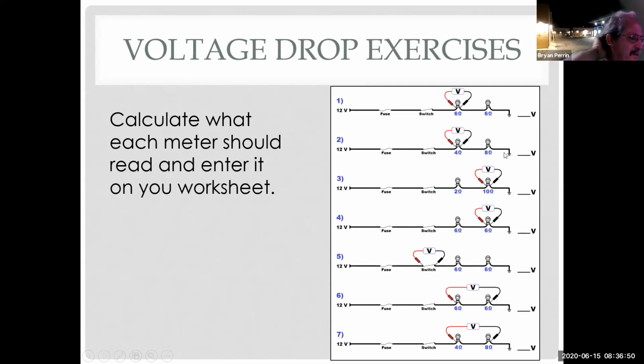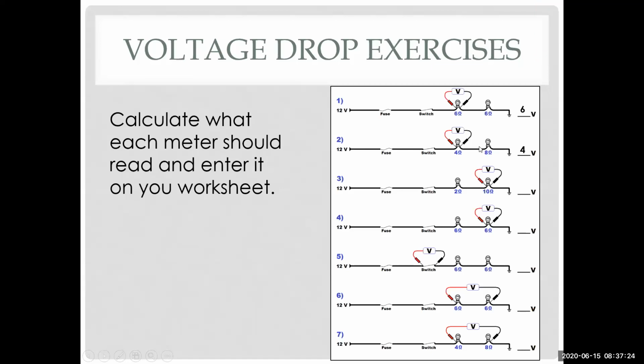Now what do we have on number 1? 6, right? Because it can't be 12, because if this was 12, this guy wouldn't have any. And we know that I have one path of current flow and they have to divide the voltage. So I take my 6 plus my 6 is 12. 12 divided by 12 is 1. Then I take my 1 times my resistance. 1 amp times 6 ohms is 6 volts. You're correct.